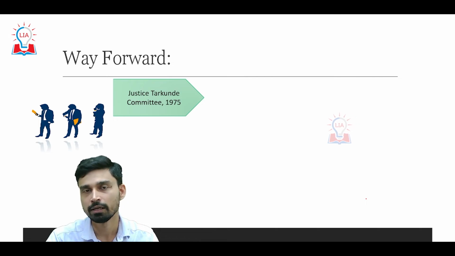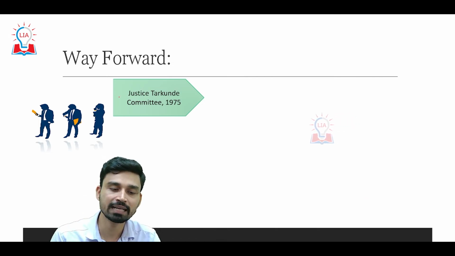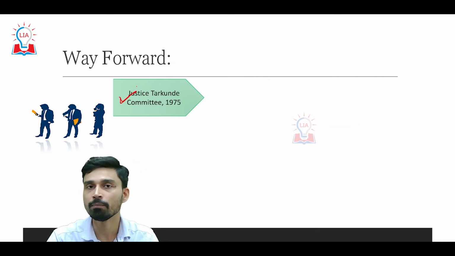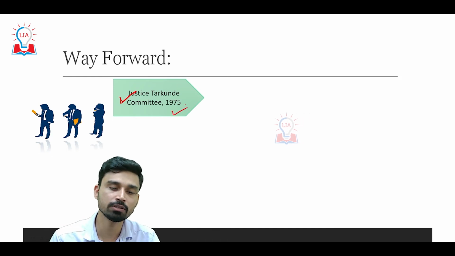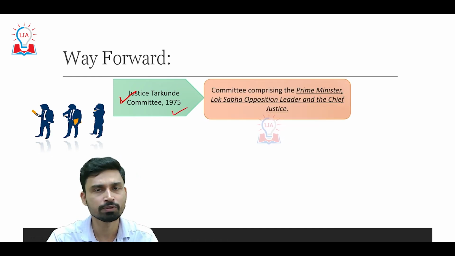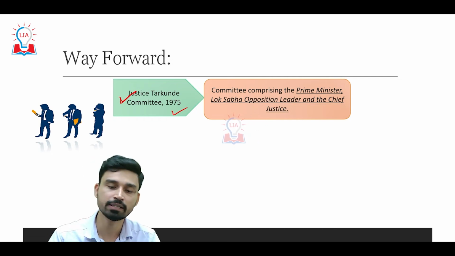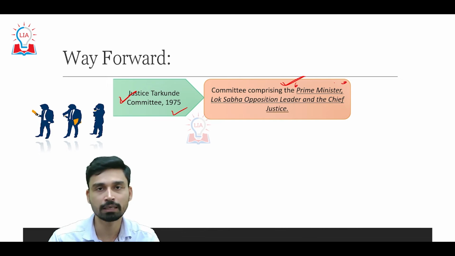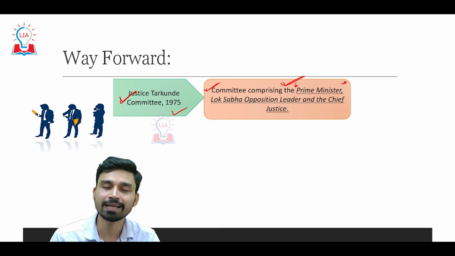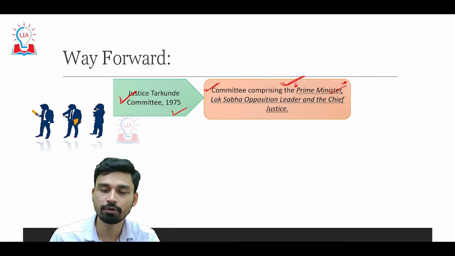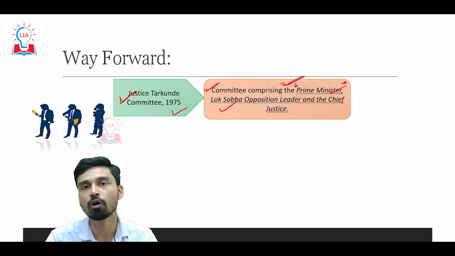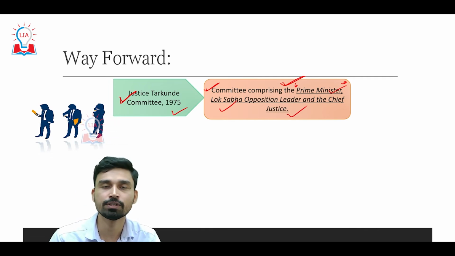So what should be the way forward as far as the appointment and independence of election commissioners is concerned? We can look back at the previous reports submitted by different committees. For example, the earliest report we can look at is the Justice Tarkunde Committee report, submitted in the year 1975. It clearly stated that instead of solely depending on the Prime Minister for the appointment of election commissioners, we should form a committee composed of the Prime Minister of India, the opposition leader of Lok Sabha, as well as the Chief Justice of India.